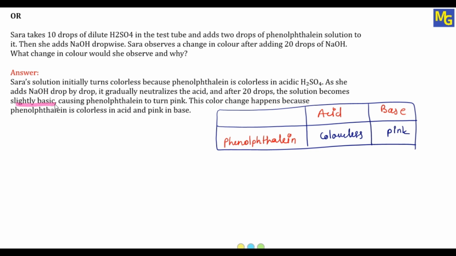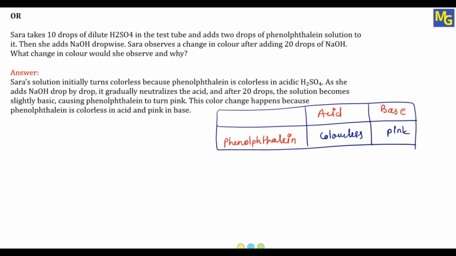Why slightly basic? Because all the H plus from H2SO4 has been neutralized, and now the solution is basic because of extra NaOH. And if it is basic, what color should it give? It should give pink, causing phenolphthalein to turn pink. This color change happens because phenolphthalein is colorless in acid and pink in base. This is the reason. So here I have explained the answer and why. The reason is in the last sentence. So this is the answer for this OR question.